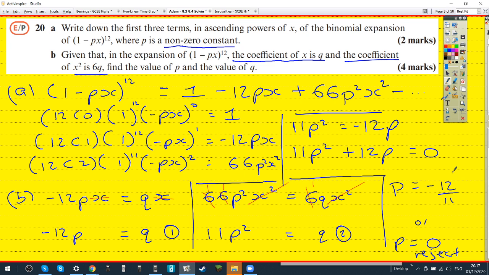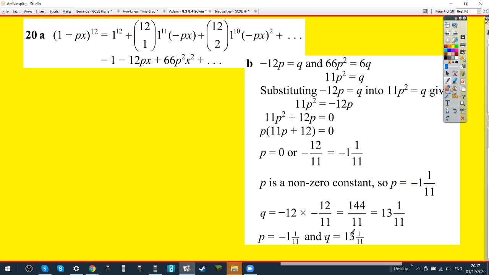So you substitute P into 11P squared equals Q. Would that work? Yeah. Sub it into the easier one. So you do minus 12 times minus 12 over 11, which equals 144 over 11. That's it. And they said it was 13 and 1 over 11. And the other one was minus 1 and 1 over 11.